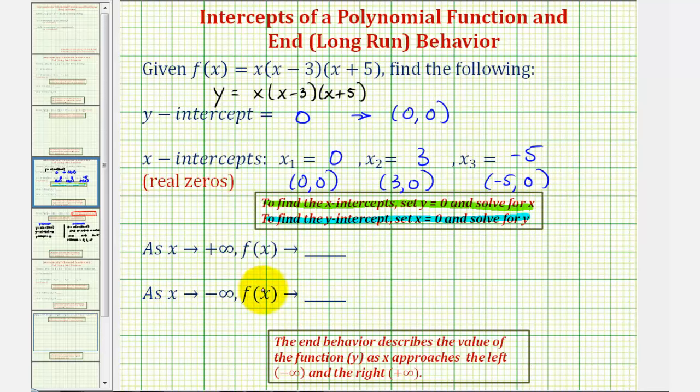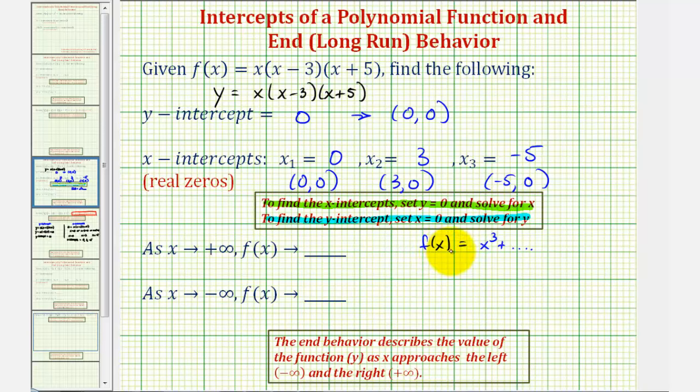And now to describe the end behavior, we want to describe the value of the function, or the y value, as x approaches the left, or as x approaches negative infinity, and as x approaches right, or as x approaches positive infinity. To do this, we will look at the graph of the given function, but we should also recognize that we can determine the end behavior by determining the lead term of the polynomial function. Notice if we multiplied this out, the leading term would be x to the third.